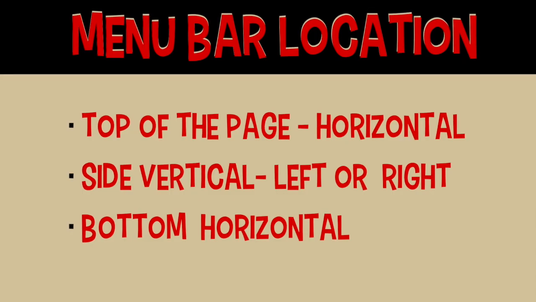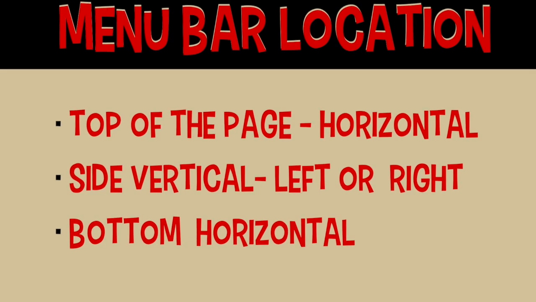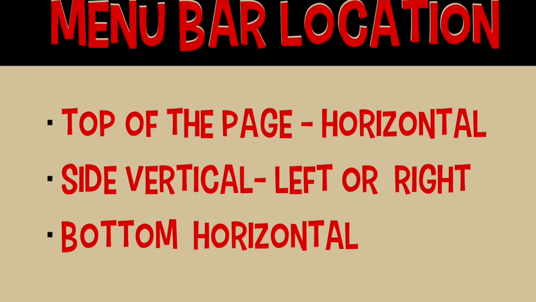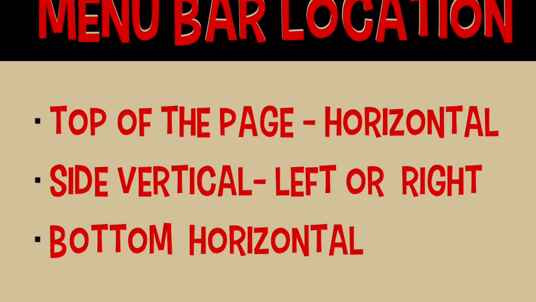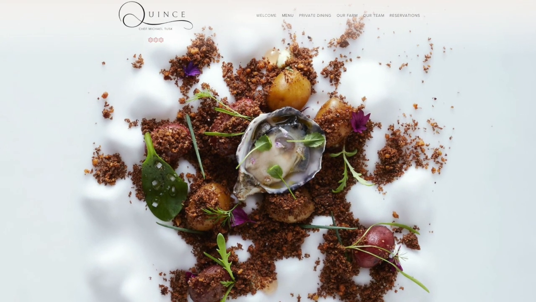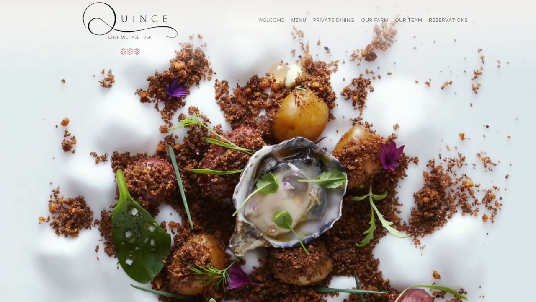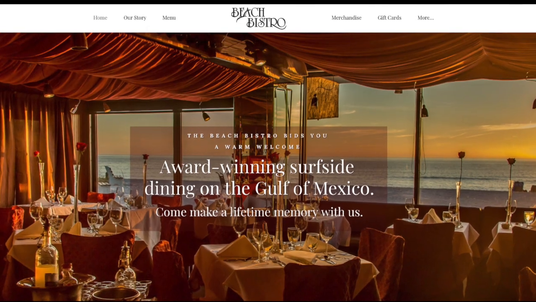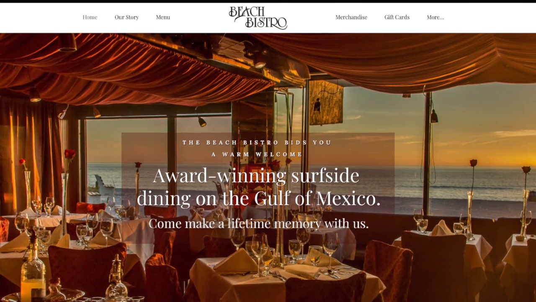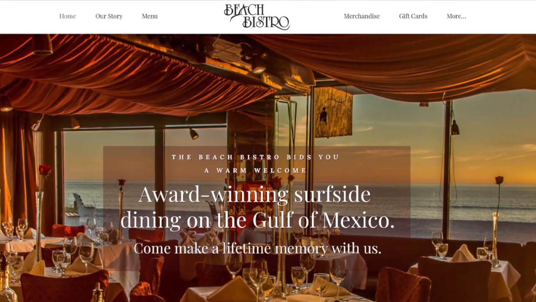There are 3 main menu bar positions. Top of the page horizontal, side vertical, that can be on the left or the right, or on the bottom horizontal. Horizontal on the top is the most popular and the most effective. Visitors are used to seeing menus on the top. It's easier to find, it saves space, and it's the most efficient and easiest to read.